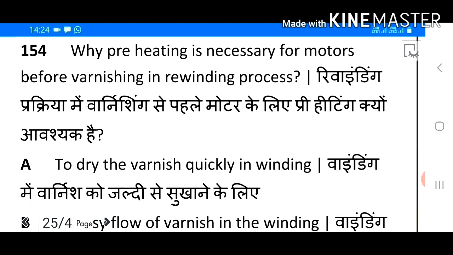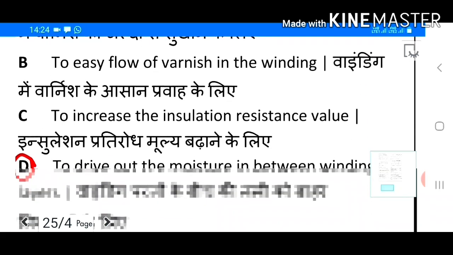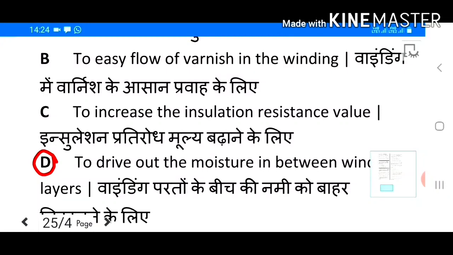154. Why preheating is necessary for motors before varnishing in a rewinding process? Answer D. To drive out the moisture in between winding layers.